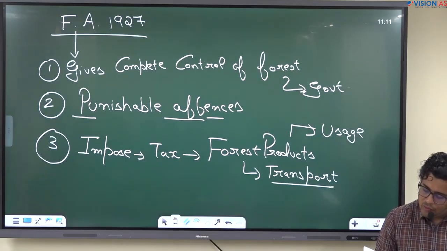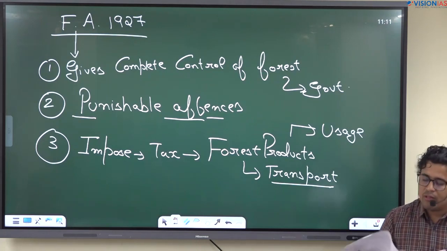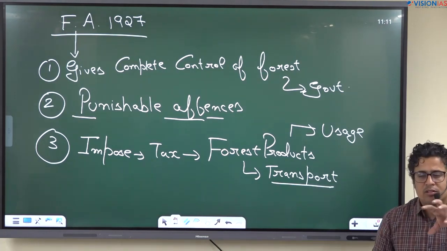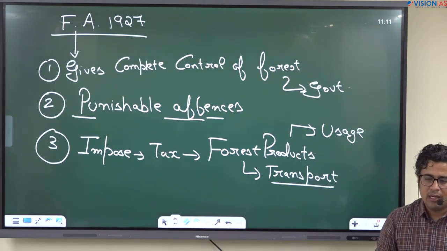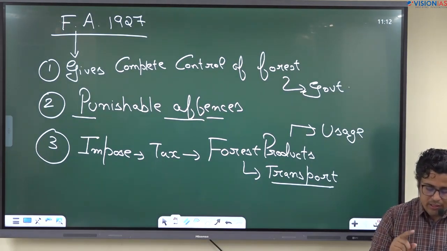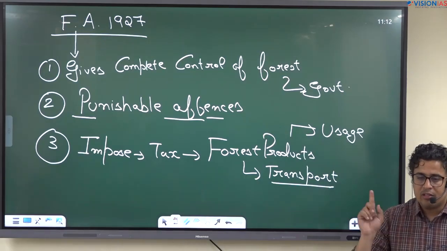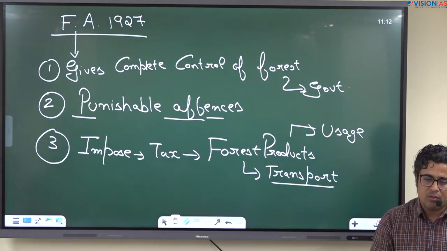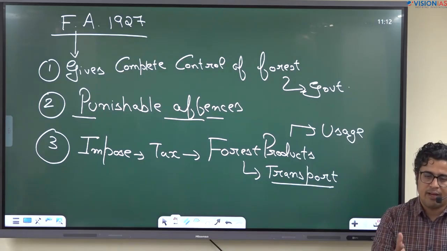The act mainly focuses on the forest land, its produce, and the officers. So it talks about the detailed administration of forest department, administration which would be done by the forest department, whereas there are no detailed provisions for the fauna. It does not talk about animals. You have a separate act for animals, the Wildlife Act.